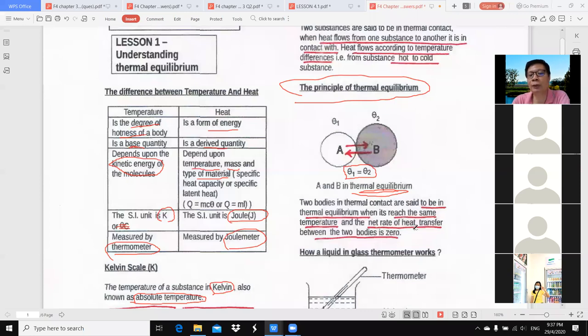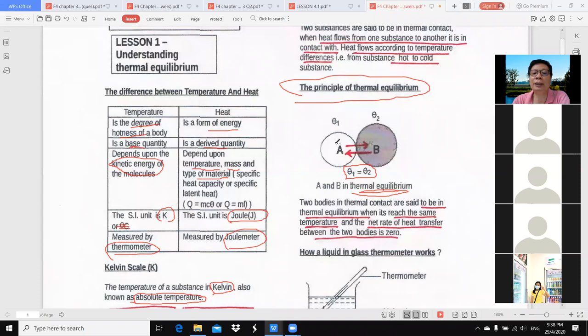I'll do this a bit slowly here, listen. Thermal equilibrium means both of them reach the same temperature. That's one, this one you can understand. The second one is, the net rate of heat transfer between the two bodies is zero. Okay, the meaning is like this.